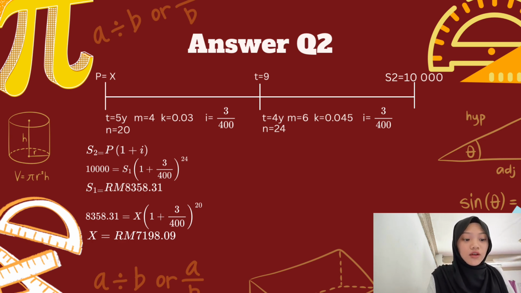So I equals K over M. The K is 0.045 over the M, 6. We can get the I value of 3 over 400, and N equals M times T, 6 times 4, so we get N is 24.